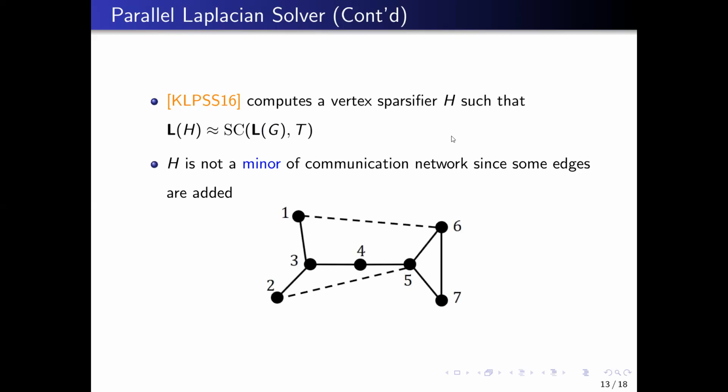Look at this figure. Two edges 1, 6 and 2, 5 are added to H. Since there are no edges between them in the communication network, they use paths to send messages. Vertex 1 uses path 1, 3, 4, 5, 6 to send messages to vertex 6, and vertex 2 sends messages by path 2, 3, 4, 5. This may cause congestion on edges 3, 4 and 4, 5. Recall that in each round, each edge is allowed to propagate O(log n) bit messages. So congestion on edges makes the distributed algorithm inefficient.